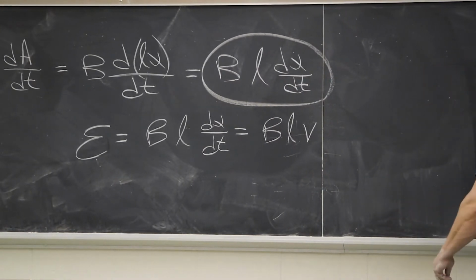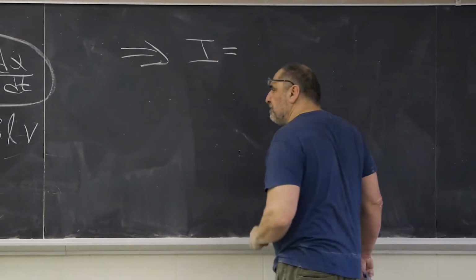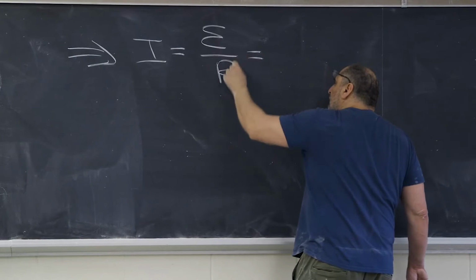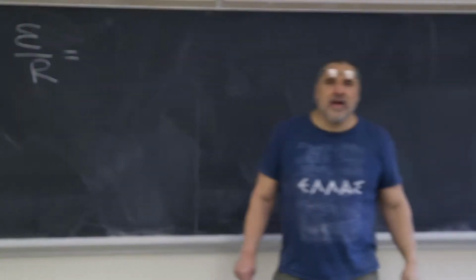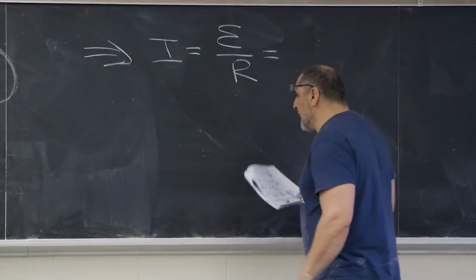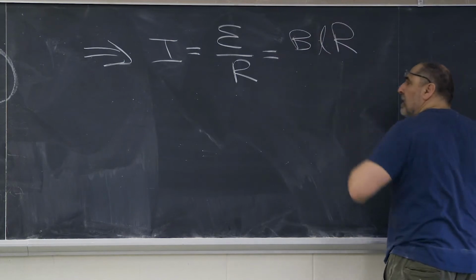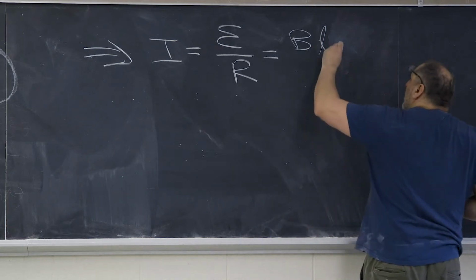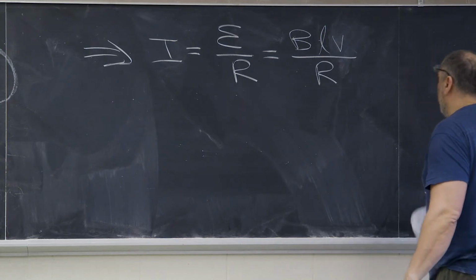How much current? What does that imply? Well, it implies a lot of stuff. Current is this divided by R. Current, resistance, and electromotive force are all defined in terms of one another, so that's not a huge issue. So let's see what we got here. We got BLv over R.